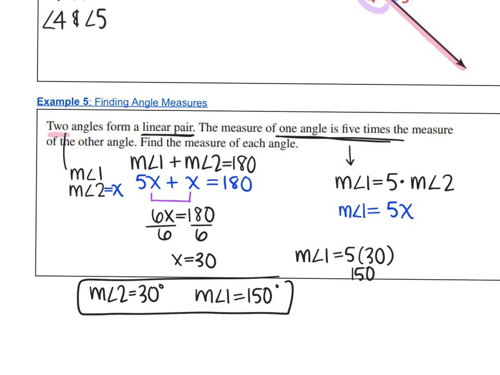So that's pairs of angles. We have supplementary, complementary, adjacent angles. We have linear pairs, and we have vertical angles. Make sure you know all of those vocab words, they're going to be really important, and go ahead and practice this then.